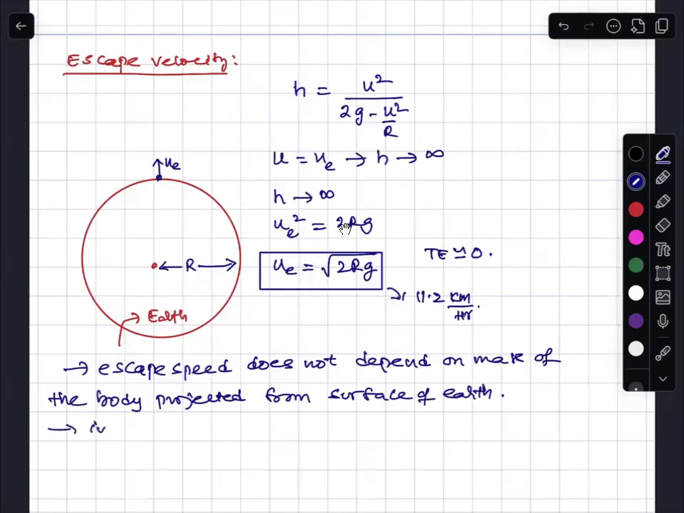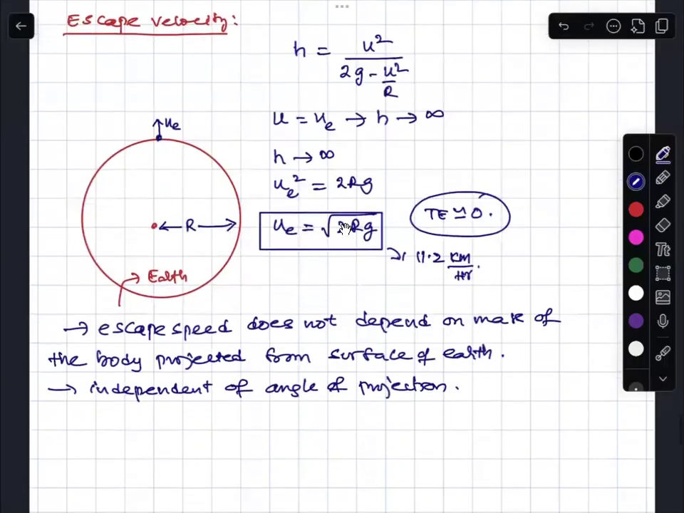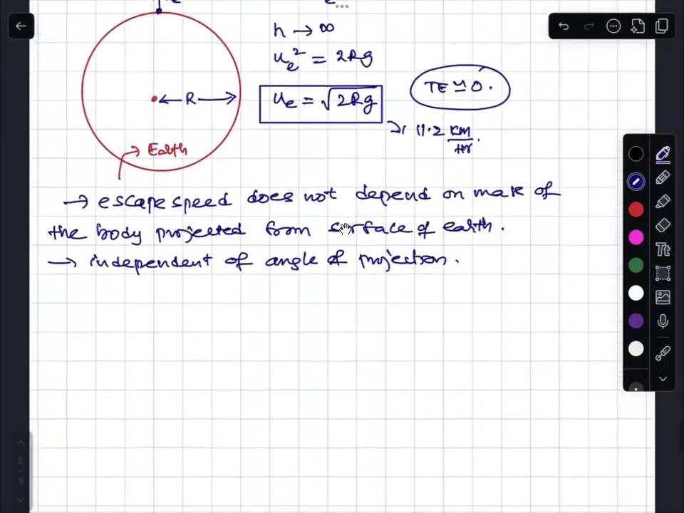Also, it is independent of angle of projection. Total energy 0 is what you want. Total energy 0 is the condition, independent of angle of projection. Remember, this is the case where you have projected it from the surface of the earth.